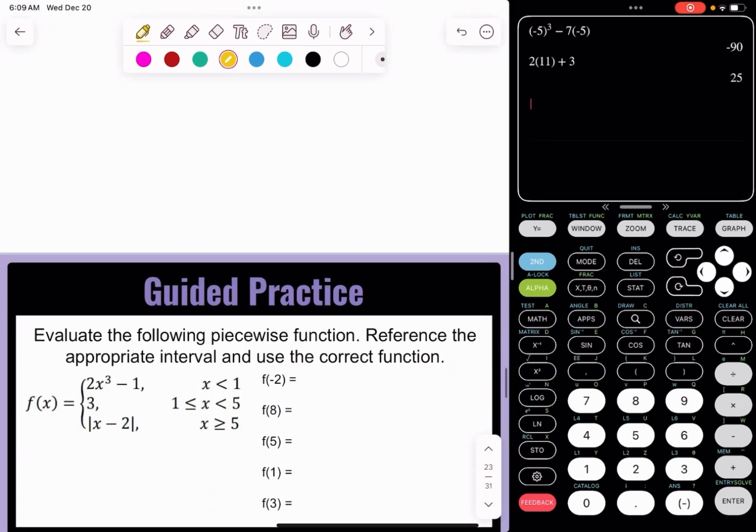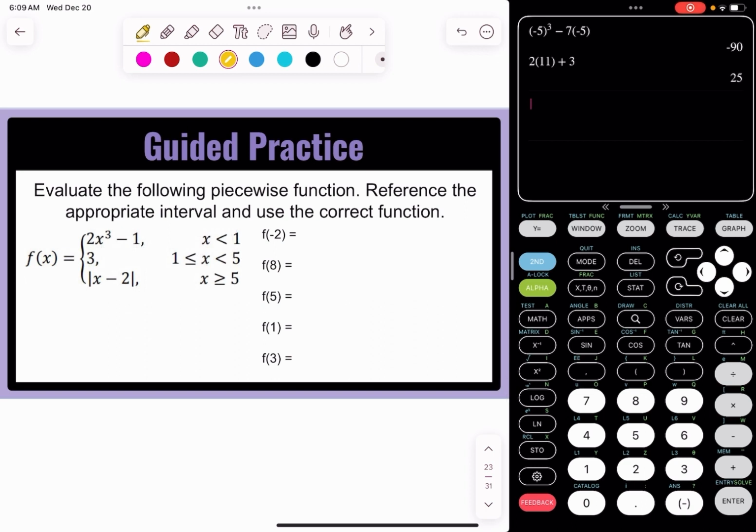All right. So guided practice. Evaluate the following piecewise functions. Reference the appropriate interval and use the correct function. Okay. First, we are told that x equals -2. If x equals -2, that means x is less than 1. So we would be using the function 2x to the third minus 1. And we're going to plug in -2 there. So 2, our x is -2 to the third power minus 1. Our value would be -17.